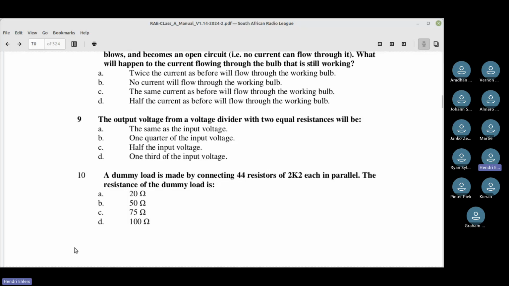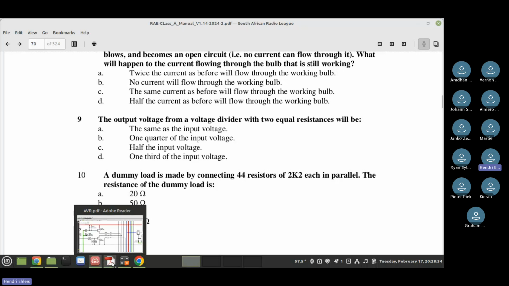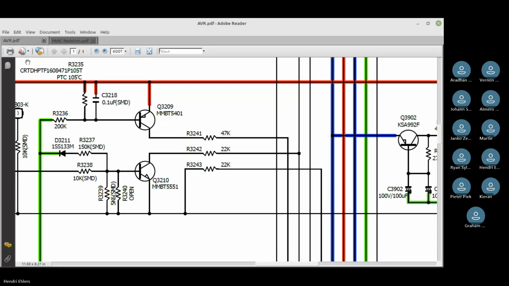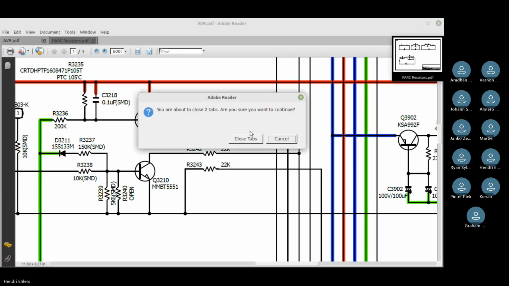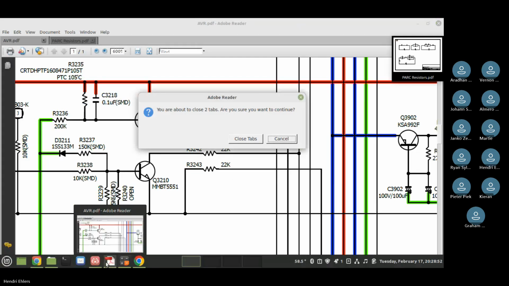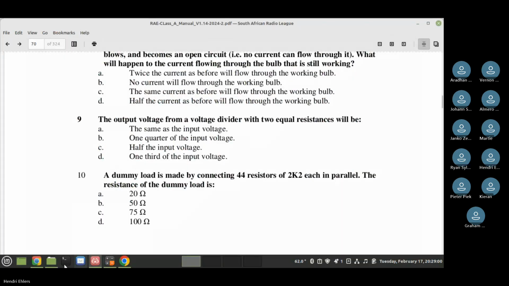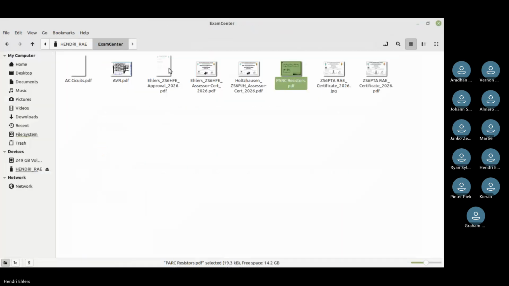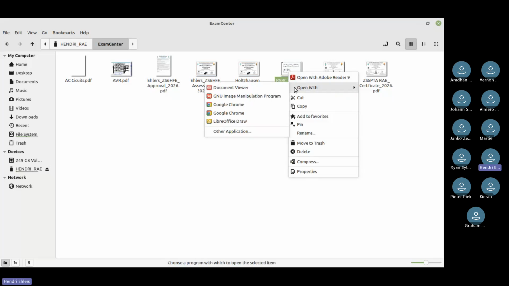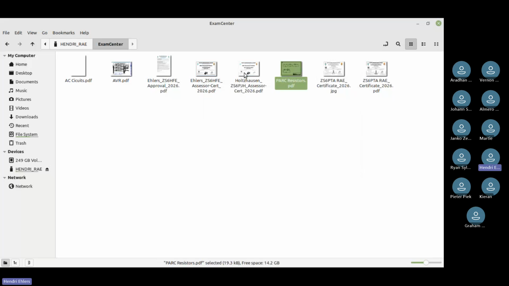Okay. So what I have not done is, I have made resistors, which I can't get to now for some reason. I'm going to close the tabs. What? I want to open that. Open it with it.